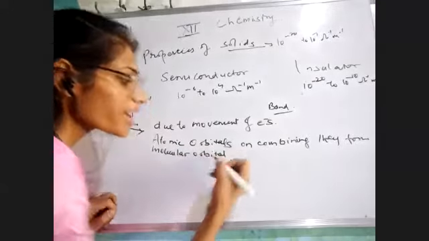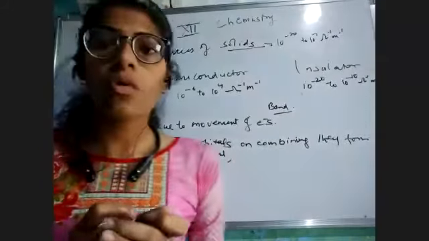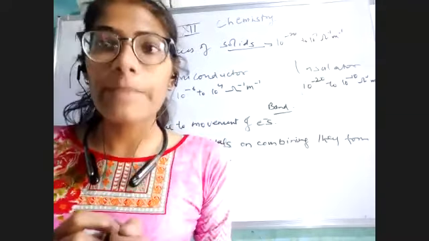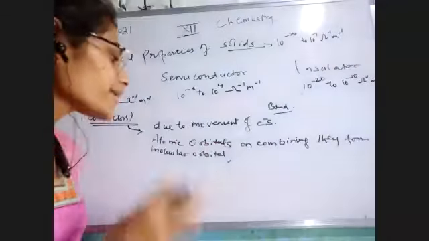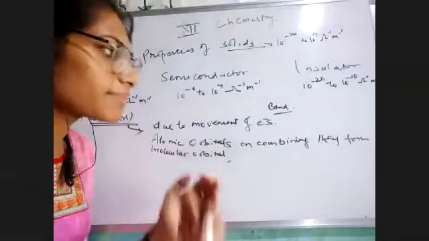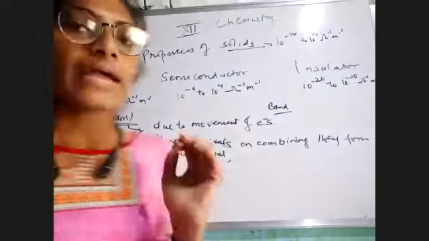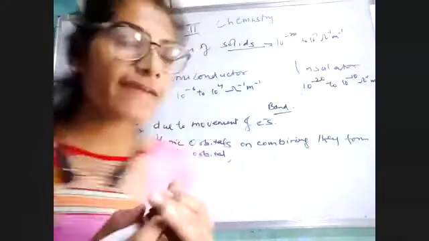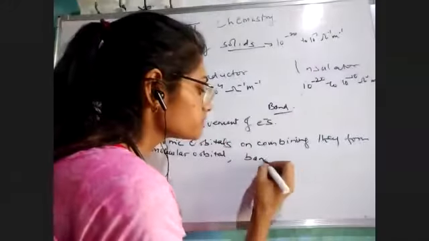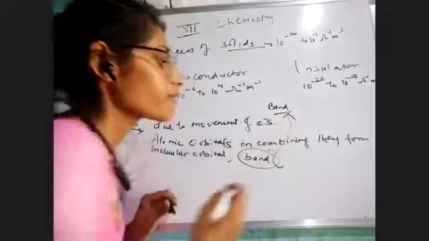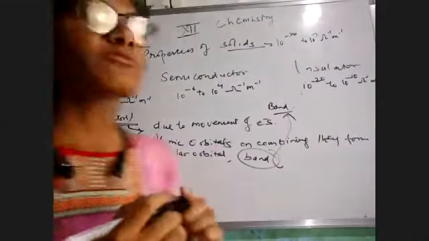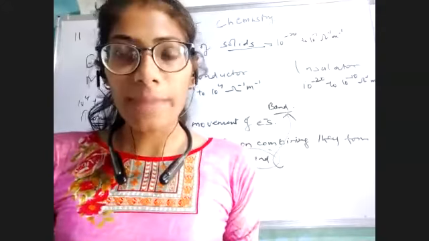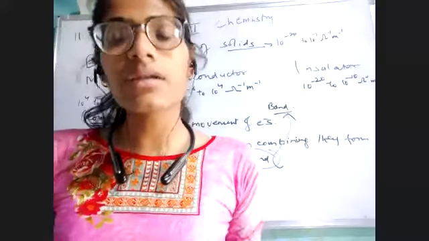And the best point is, whenever these molecular orbitals are combined, they are shown in the form of a band. I am repeating it again. Whenever our atomic orbitals combine, they form molecular orbitals. And when these molecular orbitals are seen from a distance, they behave like a band. These bands are basically of three types: conduction band, overlapping band, and the last one is unoverlapping band.